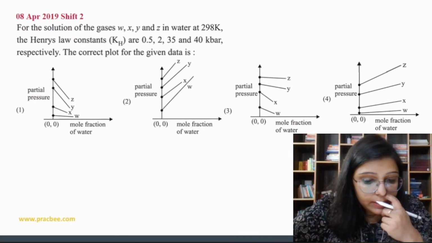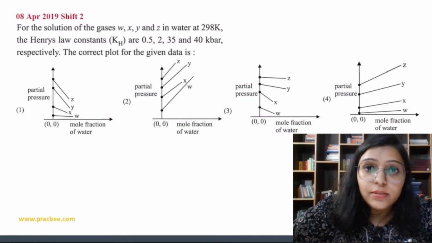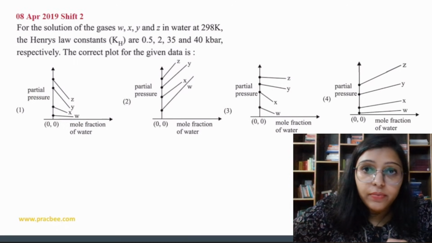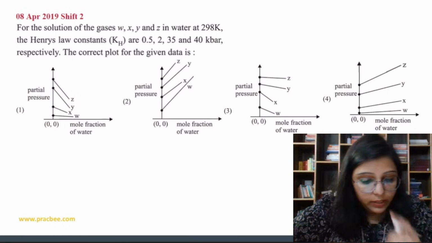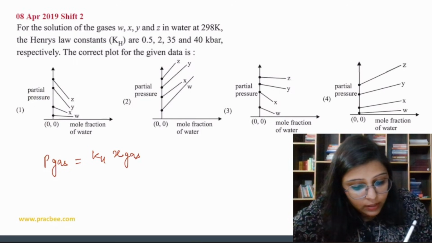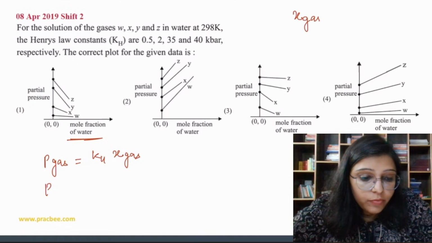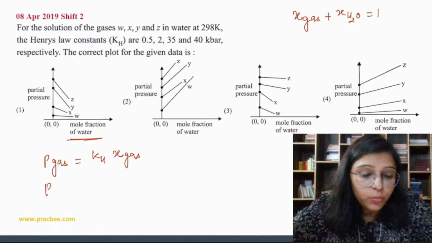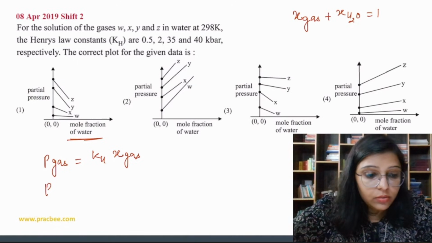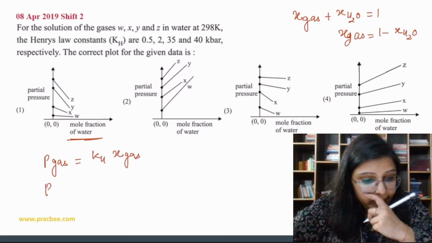Okay, now next type of question based on this thing. So we have for a solution of gases W, X, Y and Z in water, Henry's law constant, they are given. The correct plot for the given data is. So see, we know that pressure of gas is equal to kH x gas. But we have a plot with respect to mole fraction of water. So we know that mole fraction of gas plus mole fraction of water is equal to what? We have two components. So we can say mole fraction of gas is equal to 1 minus mole fraction of water. So let's put this thing.